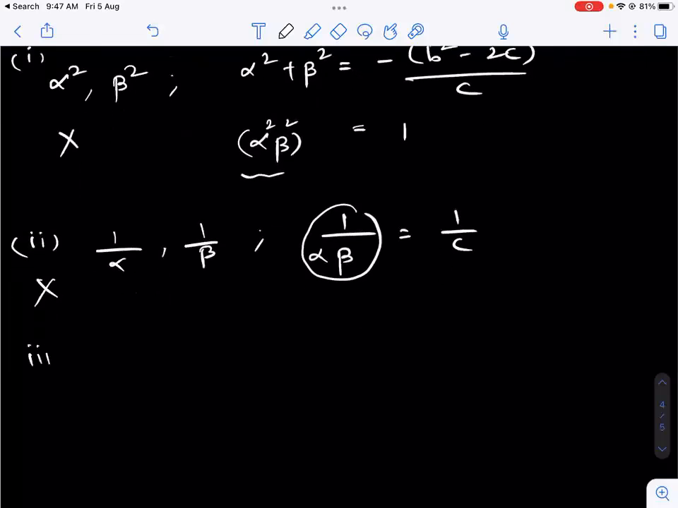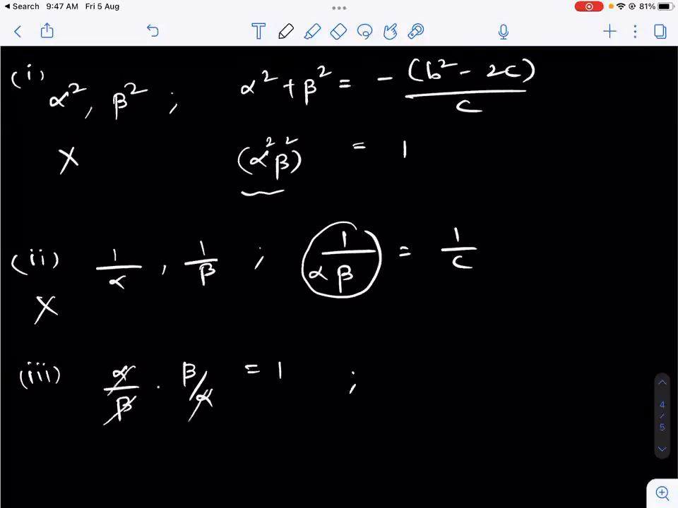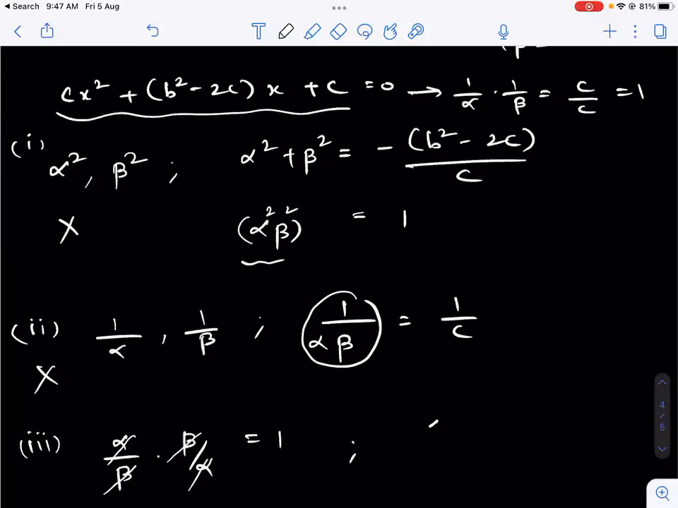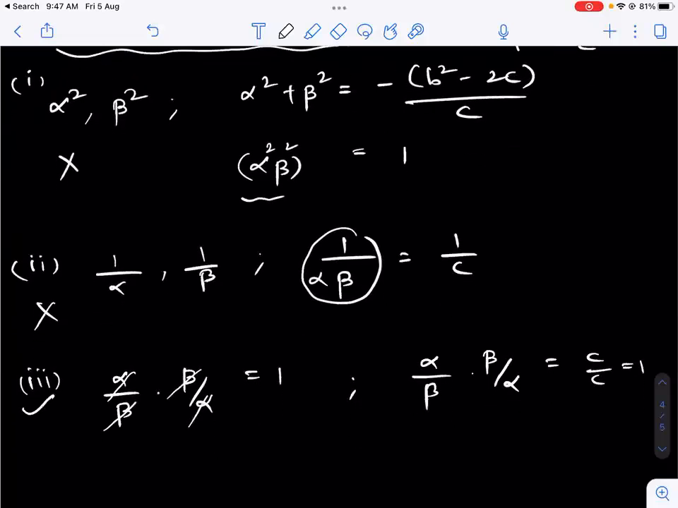Third, alpha by beta into beta by alpha. How much is it giving you? 1. Similarly, alpha by beta into beta by alpha, cancel. It is giving you 1. Similarly, from the quadratic equation, alpha by beta is one of the roots into beta by alpha is one of the roots. Product of the roots is how much? C by c. That is also giving you 1. So what is the answer? This is the answer.